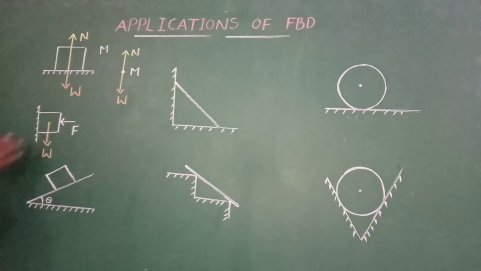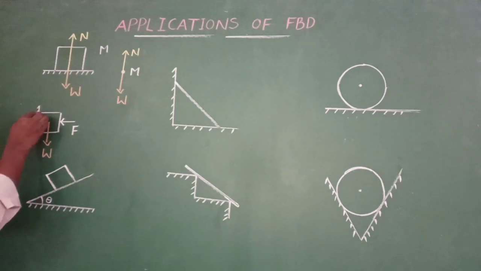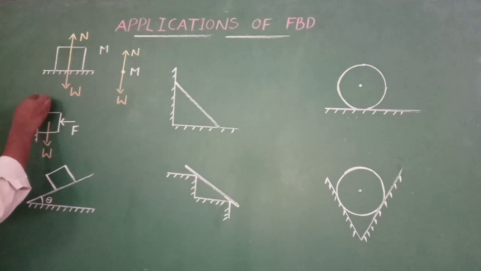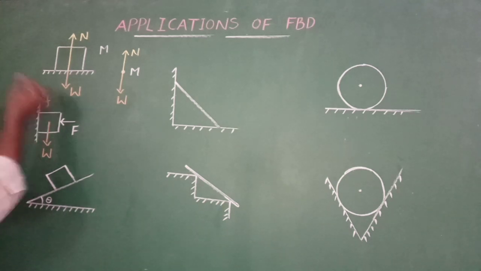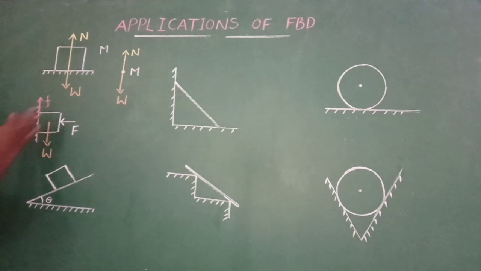Now suppose the surface is rough, then the frictional force is acting in an upward direction against the object. So the frictional force acts in this direction, the force of friction. If it is a smooth surface, no frictional force acts. If the surface is rough, then only the frictional force acts in the upward direction.